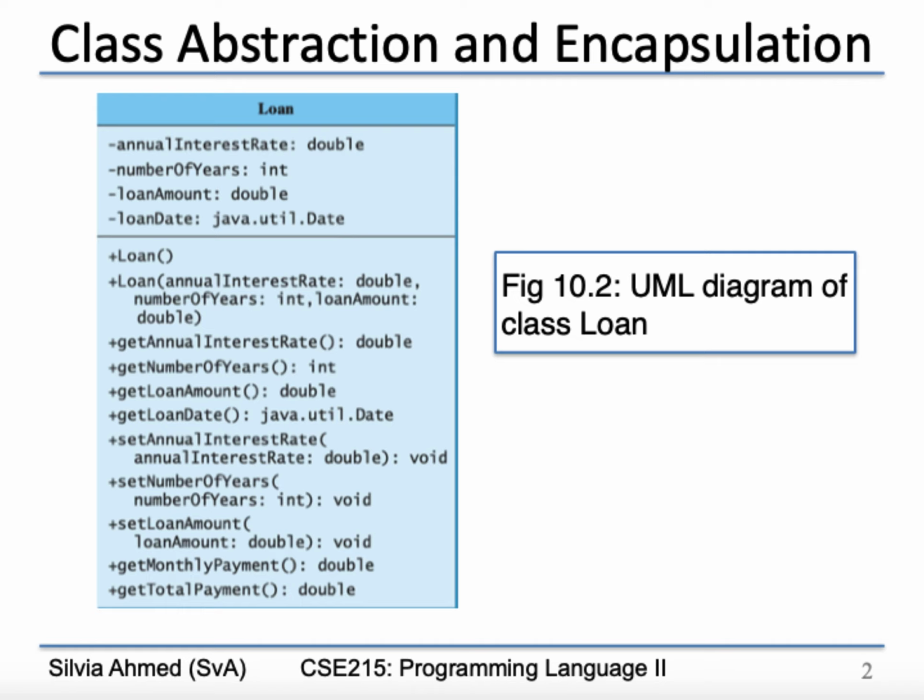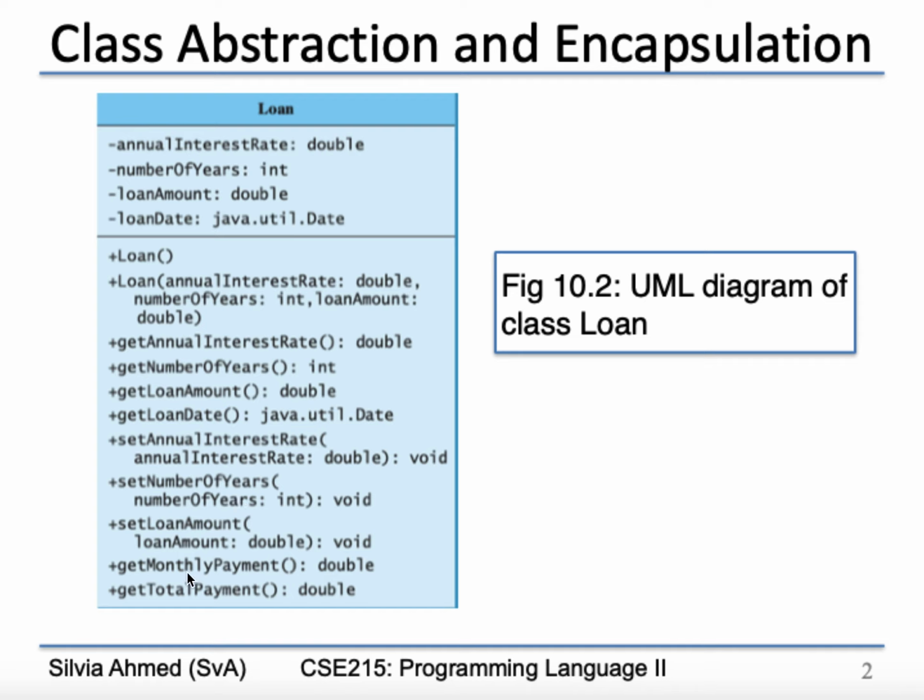For the constructors, we have a no-argument constructor, and a constructor that takes three inputs: annual interest rate, number of years, and loan amount. Then we have getter methods: getAnnualInterestRate, getNumberOfYears, getLoanAmount, and getLoanDate. So there are getter methods for all four private data fields. Similarly, there are setAnnualInterestRate, setNumberOfYears, and setLoanAmount, three setter methods for the first three data fields. There is no setter method for the loan date, which will be initialized from the system date.